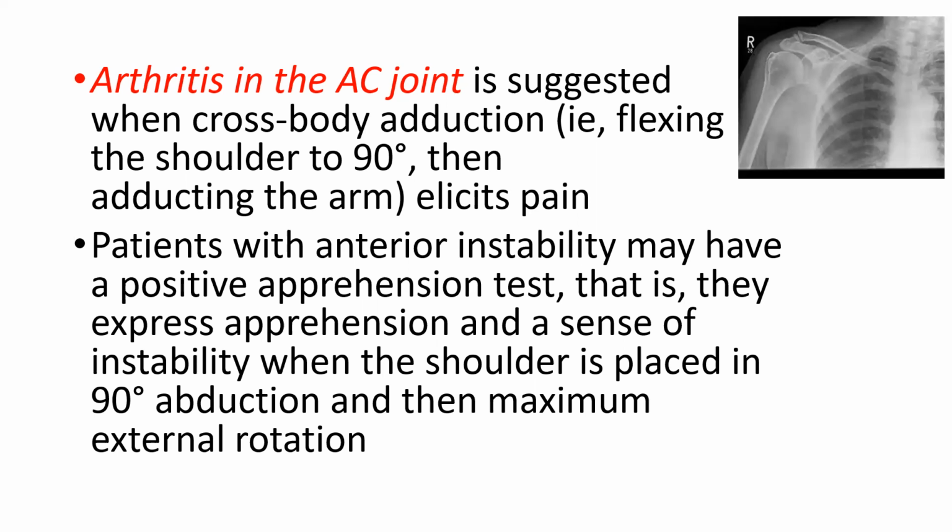Patients with anterior instability may have a positive apprehension test. That is, they express apprehension and a sense of instability when the shoulder is placed in 90 degrees abduction and then maximum external rotation.